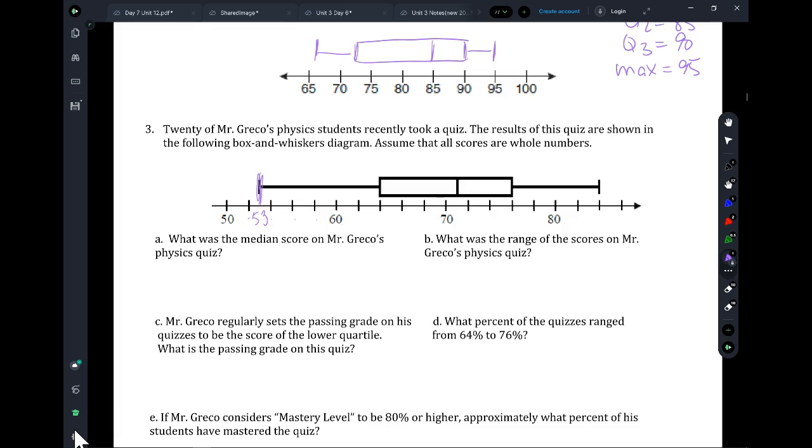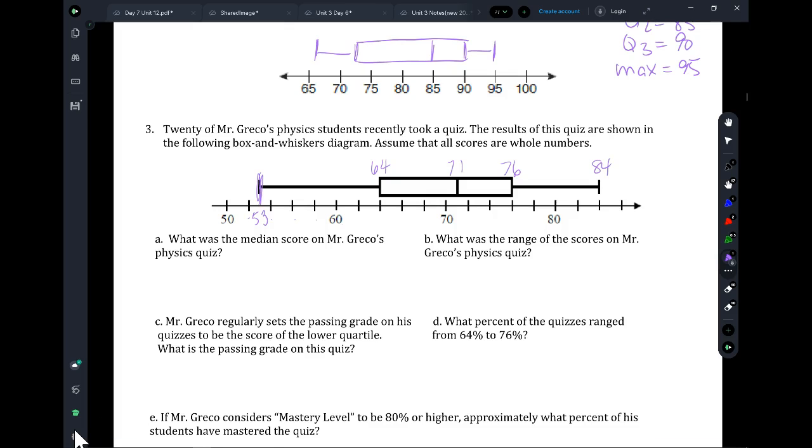Our Q1 looks to be at 64. Our median is just to the right of 70, so that must mean our median is 71. Our Q3 looks like it's going to be around 76. And then up here is 84. That's going to be our maximum point.